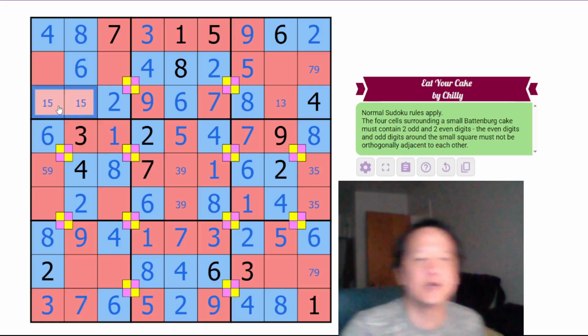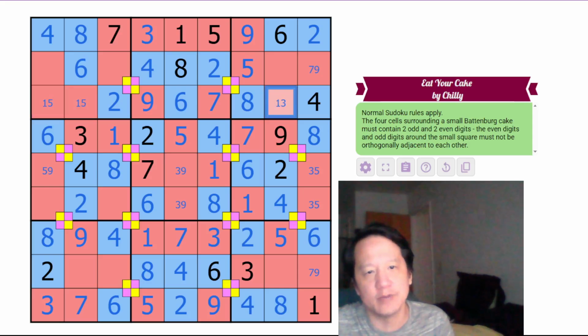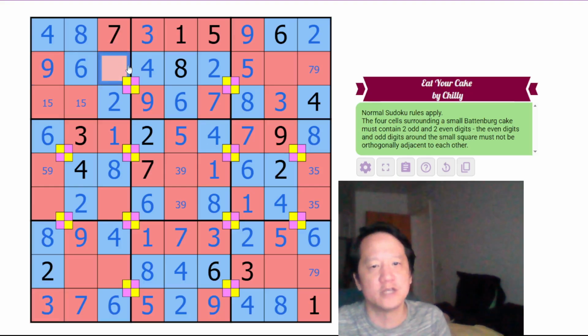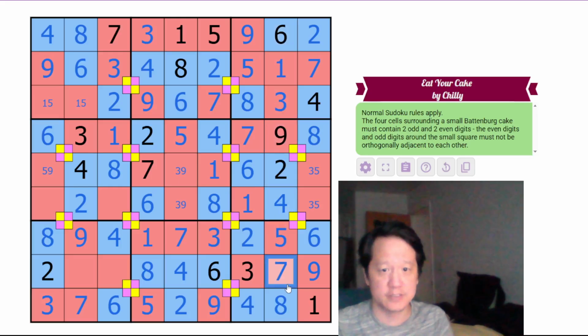This 1 5 pair in row 3 eliminates 1 and 5 in the rest of the row, so this cannot be 1, it's 3. And also eliminates 1 and 5 in the rest of the box, so this is now 3 and 9. And 3 can't be here because of 3 in the column, so this is 9, that's 3, which eliminates 9 here. So it's 7 and 9. Remaining digit in row 2 is a 1. Remaining digit in column 8 is a 7.